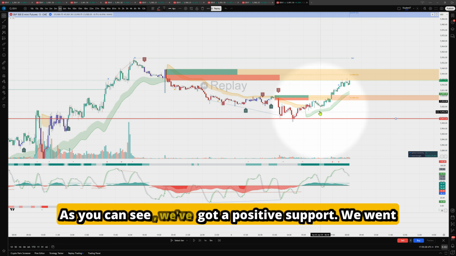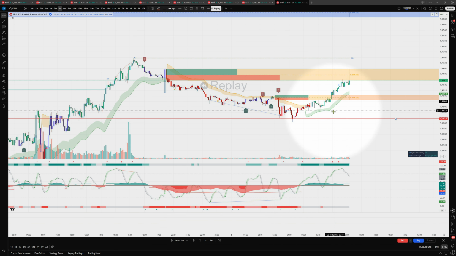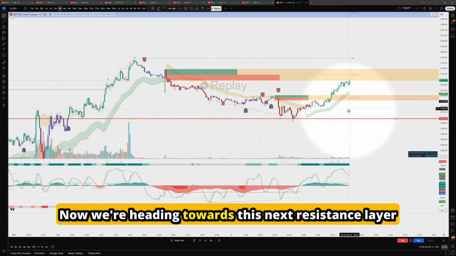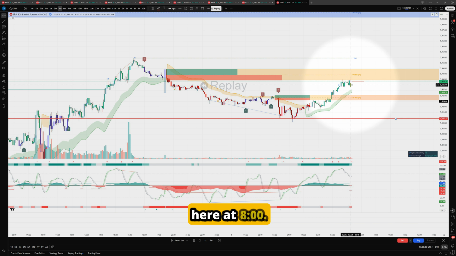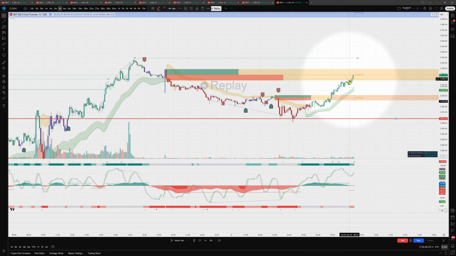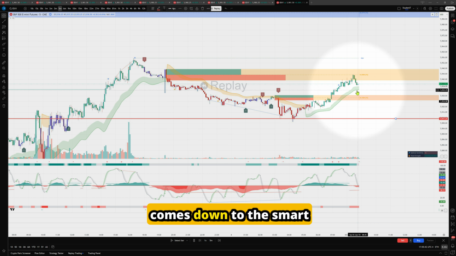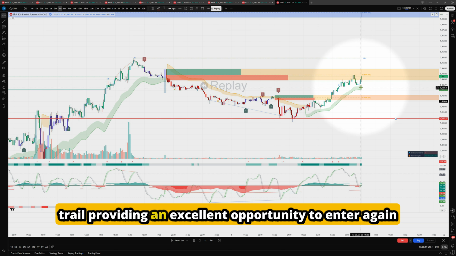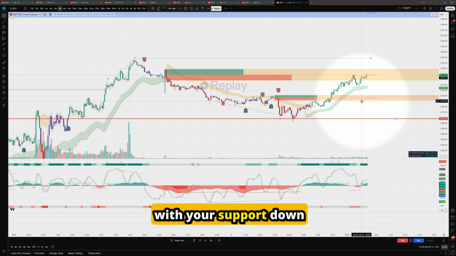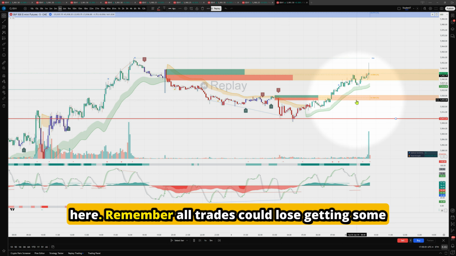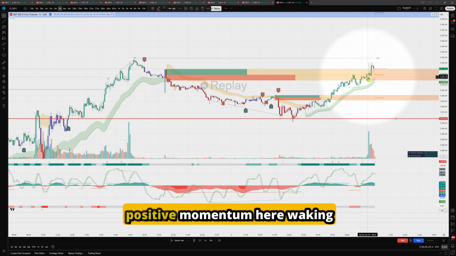As you can see, we've got a positive support. We went through one resistance here. Now we're heading towards this next resistance layer here at 8 o'clock. And really, we get a little minor bounce. Come down here, comes down to the smart trail, providing an excellent opportunity to enter again with your support down here. Remember, all trades could lose. Getting some positive momentum here.